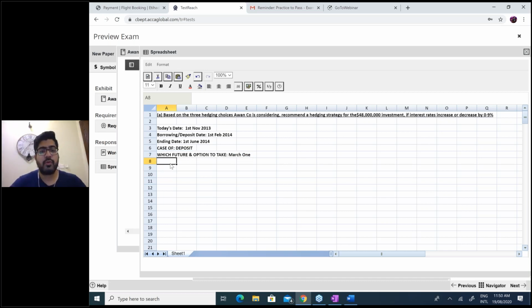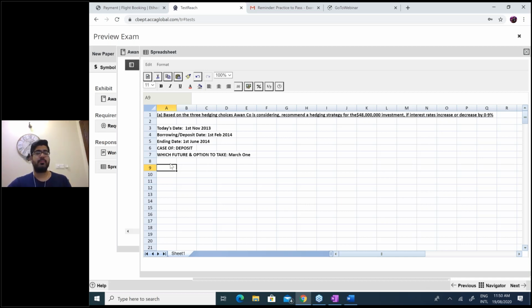Let's suppose you have to borrow or deposit on 1st August. There is no future or option available for August, only December, March, June, September, every quarter. So if you need to borrow or deposit on 1st August, you have to take September. And all these end on the 30th: 30th December, 30th March, 30th June, 30th September. So only 4 futures and options are available every quarter.